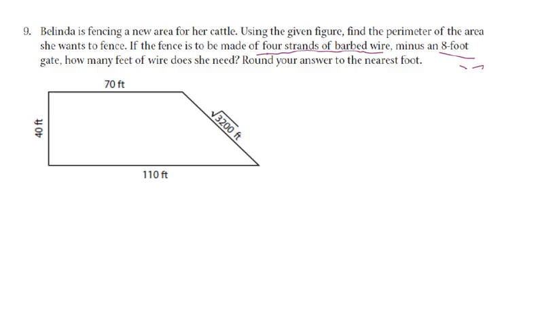So for number 9 here, you really have to read. So it says she's fencing. Fencing always means perimeter. A new area. She is using this figure, so you have to find the perimeter. It tells you perimeter. And it says the fence is to be made of 4 strands of barbed wire minus an 8-foot gate. So it wants to know how many feet of wire she needs.